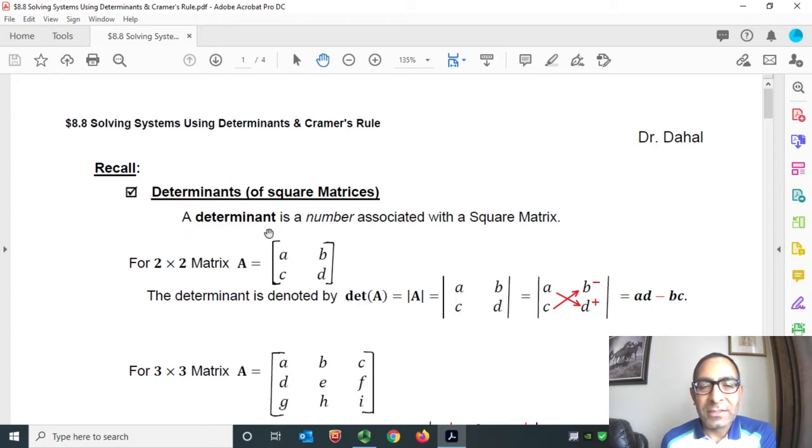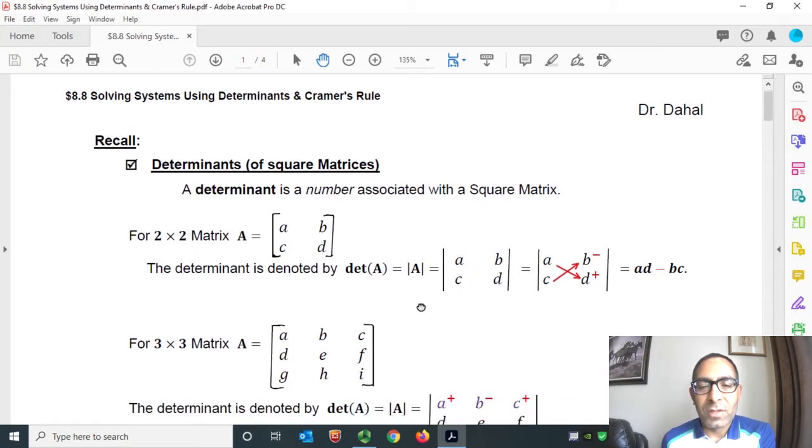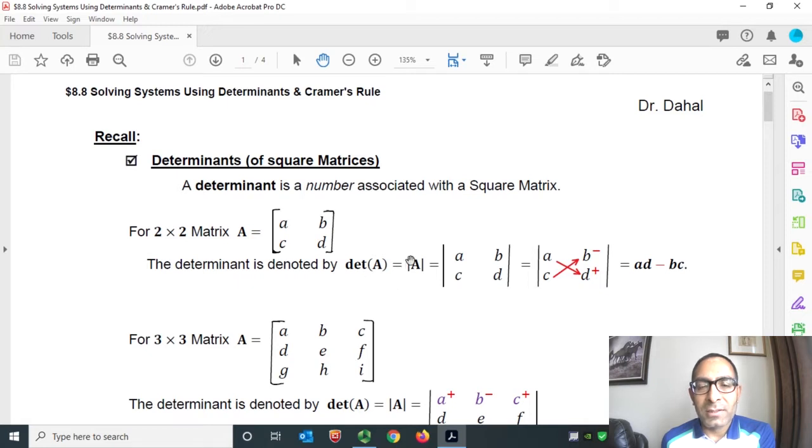A determinant is a number associated with a square matrix. For example, the determinant of a 2 by 2 matrix A, whose entries are a, b, c, d, 2 rows and 2 columns, is denoted by det A, that means determinant of A. This is also denoted by the absolute value bars of A, that's the determinant of A.